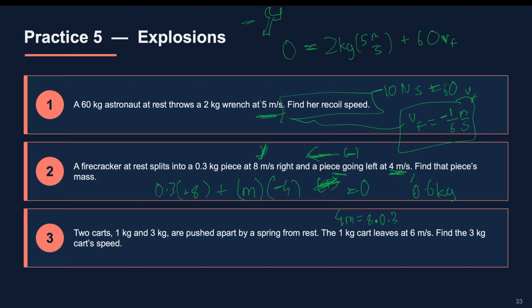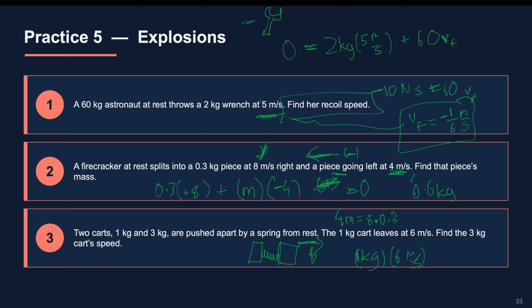Okay, so now 2 carts, 1 kg and 3 kg, are pushed apart by a spring from rest. So they were initially just like this, attached to the spring, but now they're not. The 1 kg cart leaves at 6 meters per second. Find the 3 kg cart's speed. Okay, so 1 kg times 6 meters per second. So that's positive, right? Because it's going at 6 in the rightward direction.